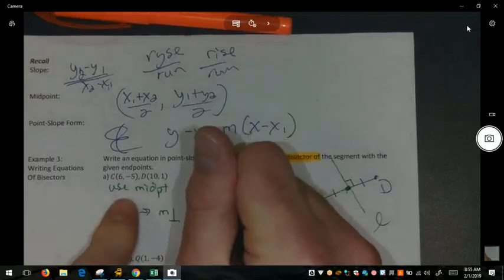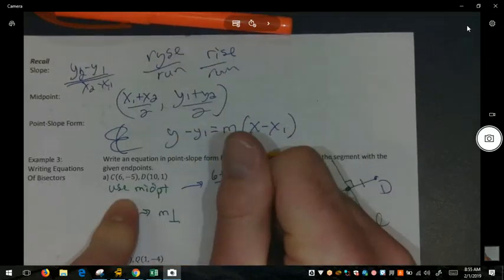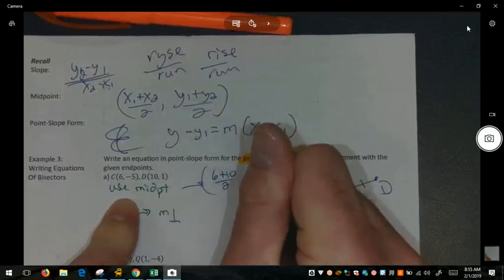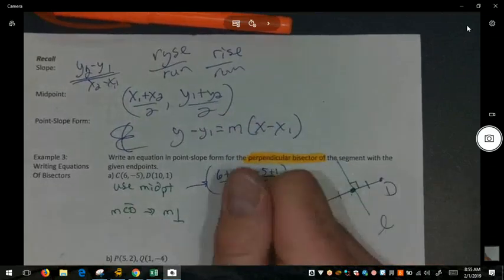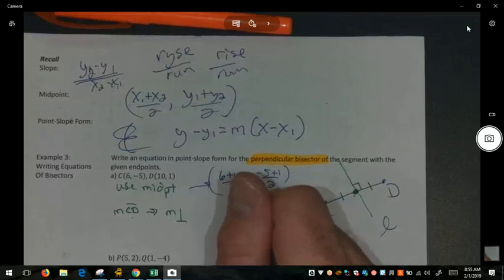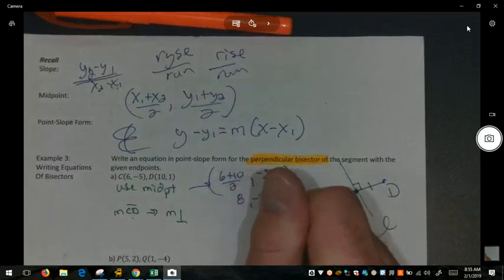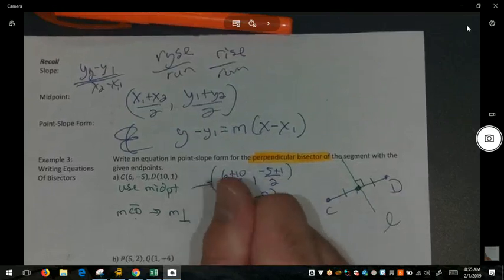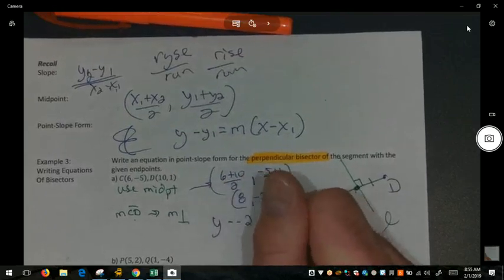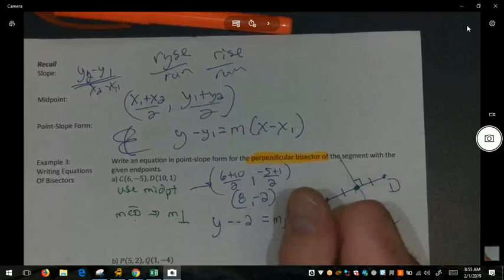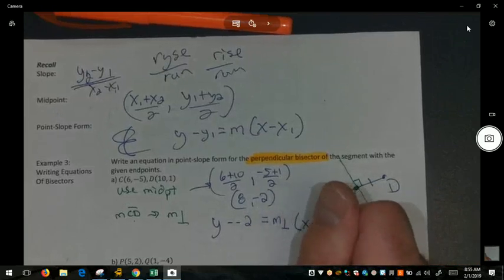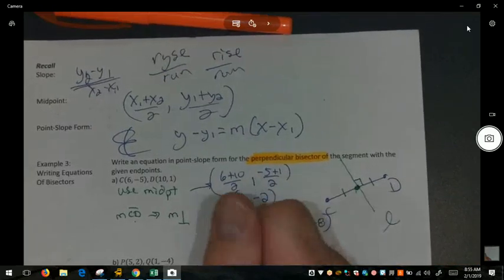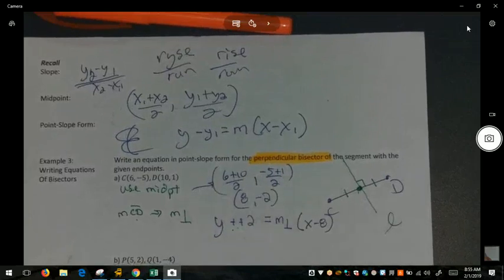I have 6 plus 10 over 2 and negative 5 plus 1 over 2. This gives me 16 over 2, which is 8, negative 4 over 2, which is negative 2. There's my midpoint. So I have y minus negative 2 equals whatever my perpendicular slope is, we haven't found it yet, times x minus 8. This minus a negative becomes a plus.